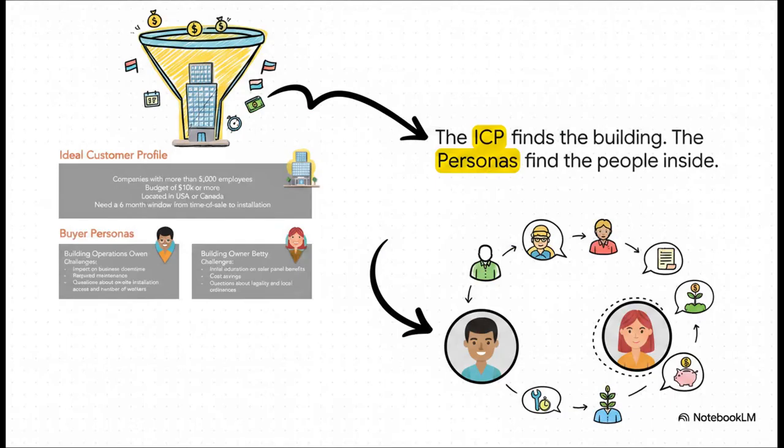And boom, this slide just nails it. This is the perfect visual. Your ICP defines the target building, a company with, say, over 5,000 employees, a budget of at least 10K, and it's in North America. That's your first filter. Once you find that building, then your personas come into play. You're not just selling to a building, you're selling to the people inside. People like Building Operations Owen, who's probably up at night worrying about downtime. And also people like building owner Betty, who's laser focused on cost savings. Same company, right? But those are two totally different conversations.